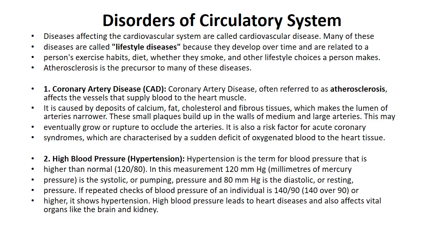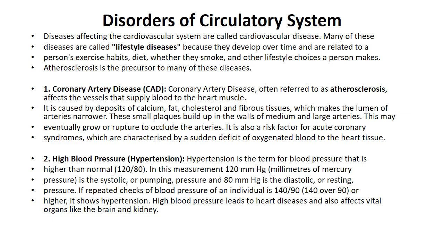Now we will see disorders of the circulatory system. These are lifestyle diseases that depend on the person's habits, diet, smoking, or any other history of addiction. So first is coronary artery disease. It is referred to as atherosclerosis. Atherosclerosis means thickening of the artery because of the deposition of calcium, fat, cholesterol, and fibrous tissue. Because of that, the lumen of the artery narrows, and then there is a deficiency of oxygen to the heart tissues. So it is a risk factor for acute coronary syndrome.